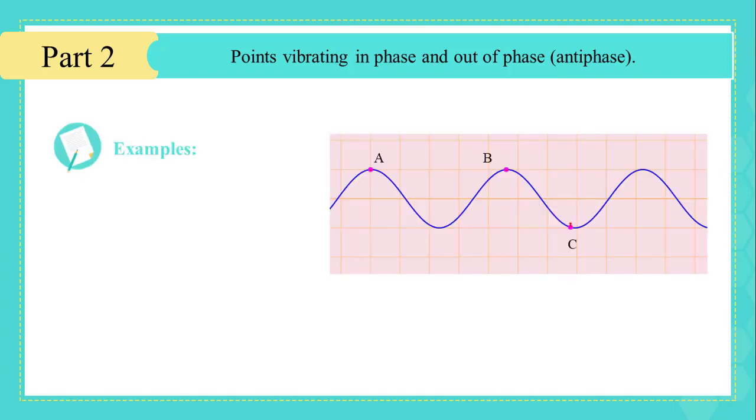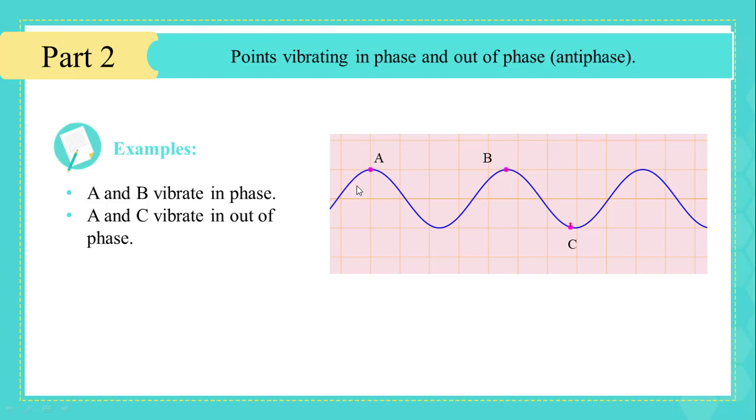Let's take this example. The points A, B, and C are vibrating at the same time. This screenshot of the wave shows that the points A and B reach the crests or the maximum position at the same time. Then the points A and B are said to vibrate in phase. What about the points A and C? The points A and C vibrate out of phase because when point A reaches its maximum, point C reaches the minimum. Point A is on a crest and point C is on a trough. The same thing is for points B and C, which vibrate out of phase.